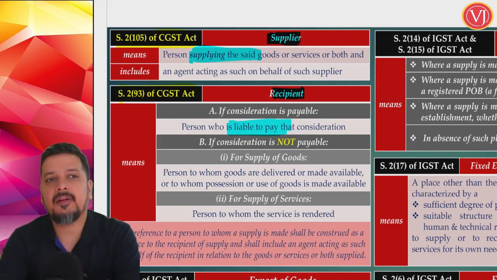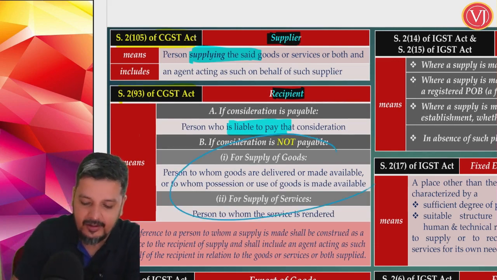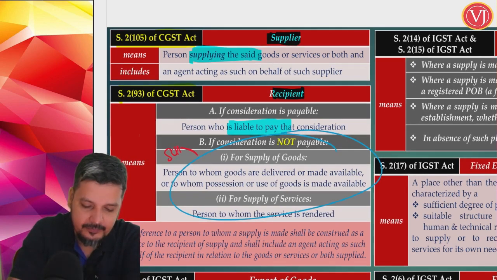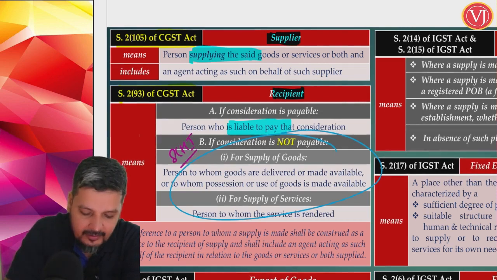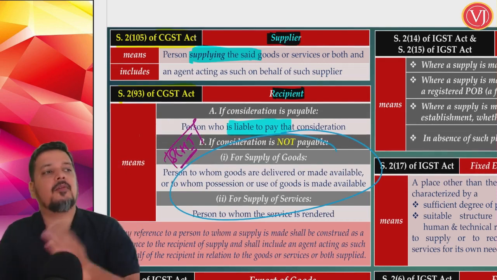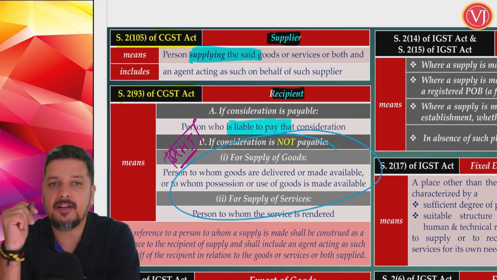If a company is taking its employees on vacation, supplier is the hotel where the employees are staying, recipient is the company, not the employees who are getting those services. Recipient means who's liable to pay the consideration. Yes, in a case where there is no consideration. When there is no consideration? In Schedule 1 cases, correct? When you are talking about your Schedule 1 cases, then recipient means the person who's receiving the goods, receiving the services.